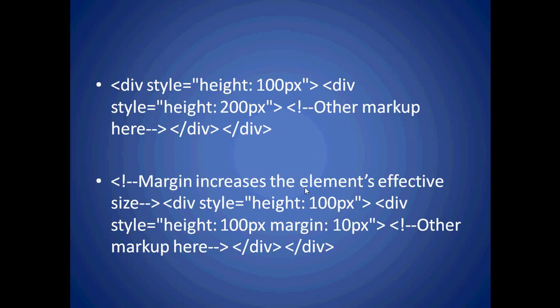Okay, and then see the second one. If you see this one, my parent height I have given 100 pixels, and the child div I have also given 100 pixels, but I have given a margin of 10 pixels. A margin also increases your element's effective size, so it will increase your child element size. It makes your child element larger than the parent, so it will also break your page layout. So this is another thing you should remember as well.